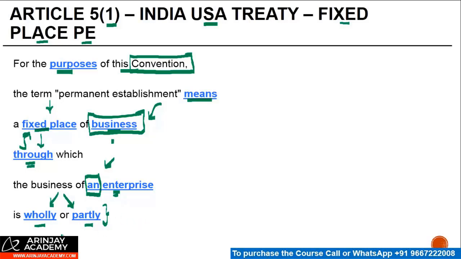What is the meaning of carried on? Carried on signifies that the activity should be more than something which is casual in nature. There has to be some form of continuity. A one-off activity would generally not result in a PE unless the nature of business is as such.